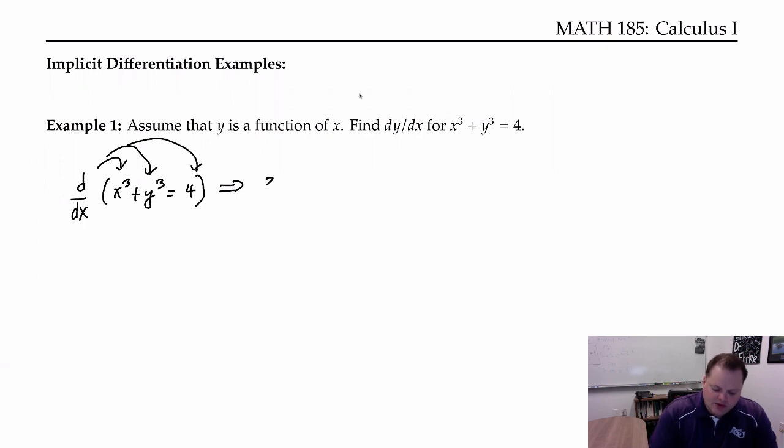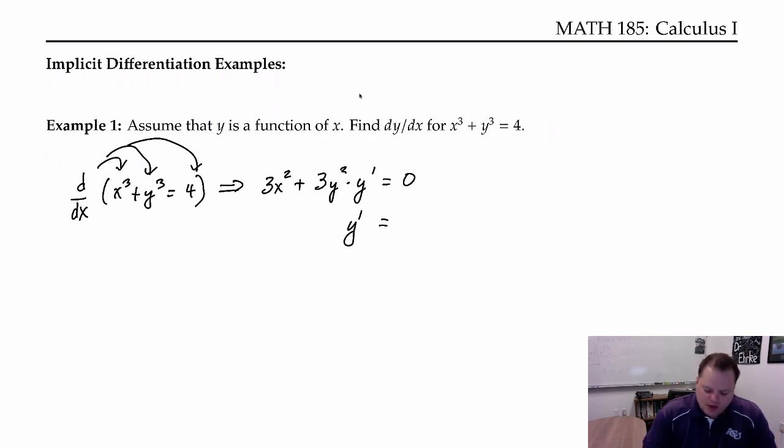So the derivative of x cubed is 3x squared. The derivative of y cubed is 3y squared times the inner derivative y prime. And the derivative of 4 is just 0. So this looks an awful lot like the problem we just did. If you solve for y prime, it is equal to negative 3x squared divided by 3y squared, which is negative x squared over y squared.